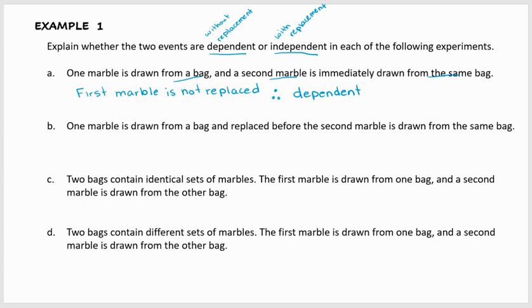One marble is drawn from a bag and then replaced before the second marble is drawn. Key word here is replaced. So since the marble was replaced, it is independent.